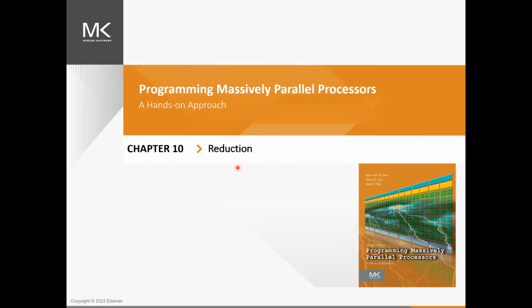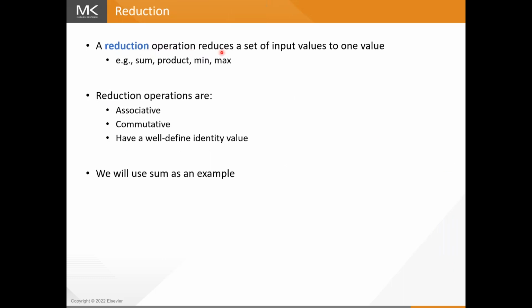Last time we spoke about reduction. We said that reduction is an operation that reduces a data set into some kind of summary. Common reduction operations include sum, product, minimum, maximum, etc. And we focused on the sum reduction operation. And we said that the reduction operation has to be associative, commutative, and have some kind of well-defined value.